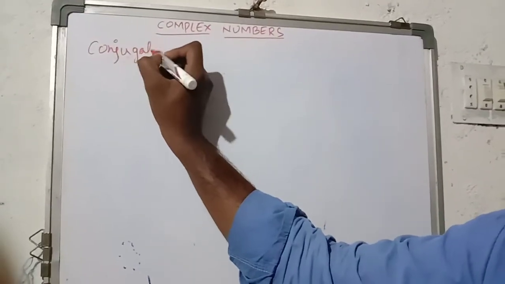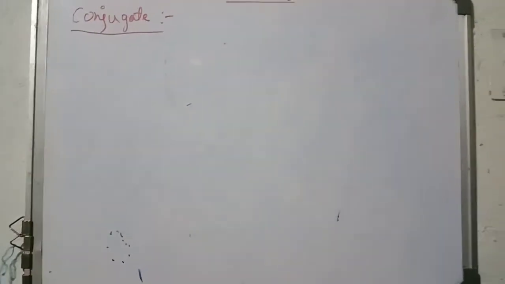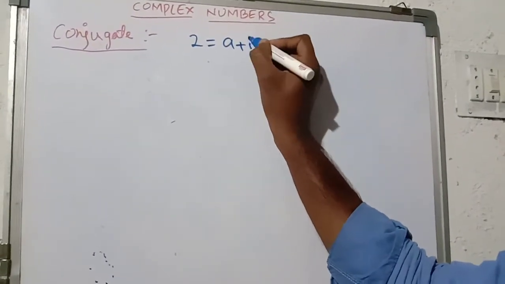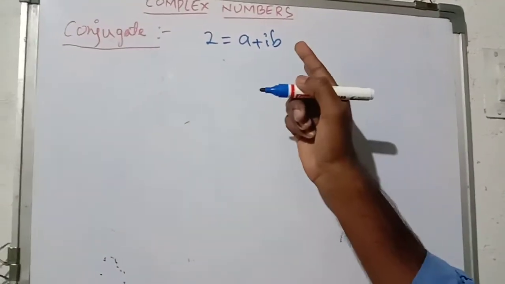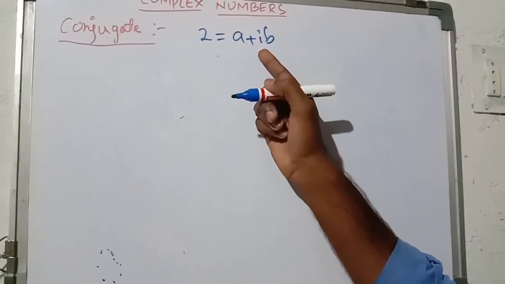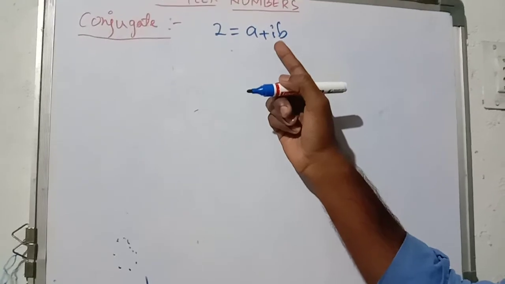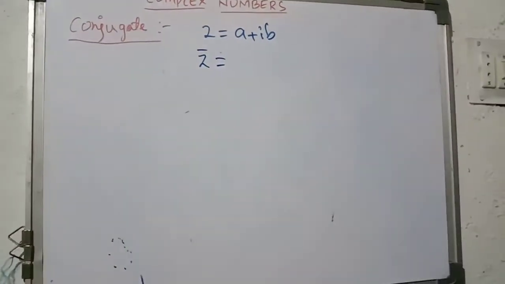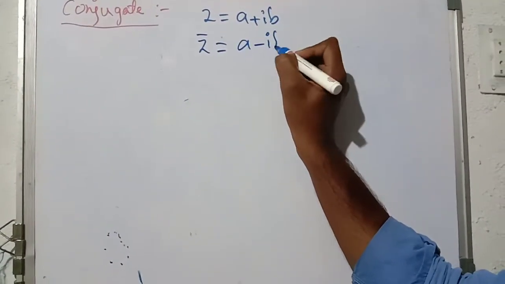Now, conjugate of a complex number. Let us take z equals a plus ib as a complex number. Then to find its conjugate, we simply change the sign of the imaginary part. If it is plus, we change the plus into minus. If it is minus, we change the minus into plus. The conjugate is denoted with z bar. So the formula is z bar equals a minus ib.